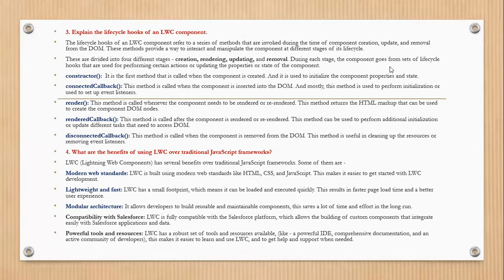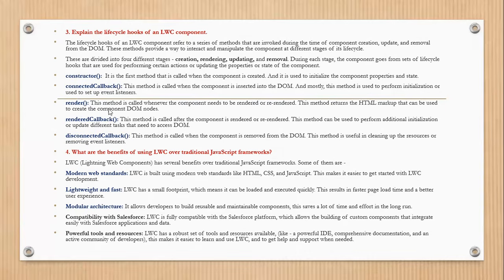During each stage, the component goes through a set of life cycle hooks that are used for performing certain actions or updating the properties and state of the component. Constructor: it is the first method that is called when the component is created, and it is used to initialize the component properties and state. Connected callback: this method is called when the component is inserted into the DOM. This method is used to perform initialization or to set up event listeners.